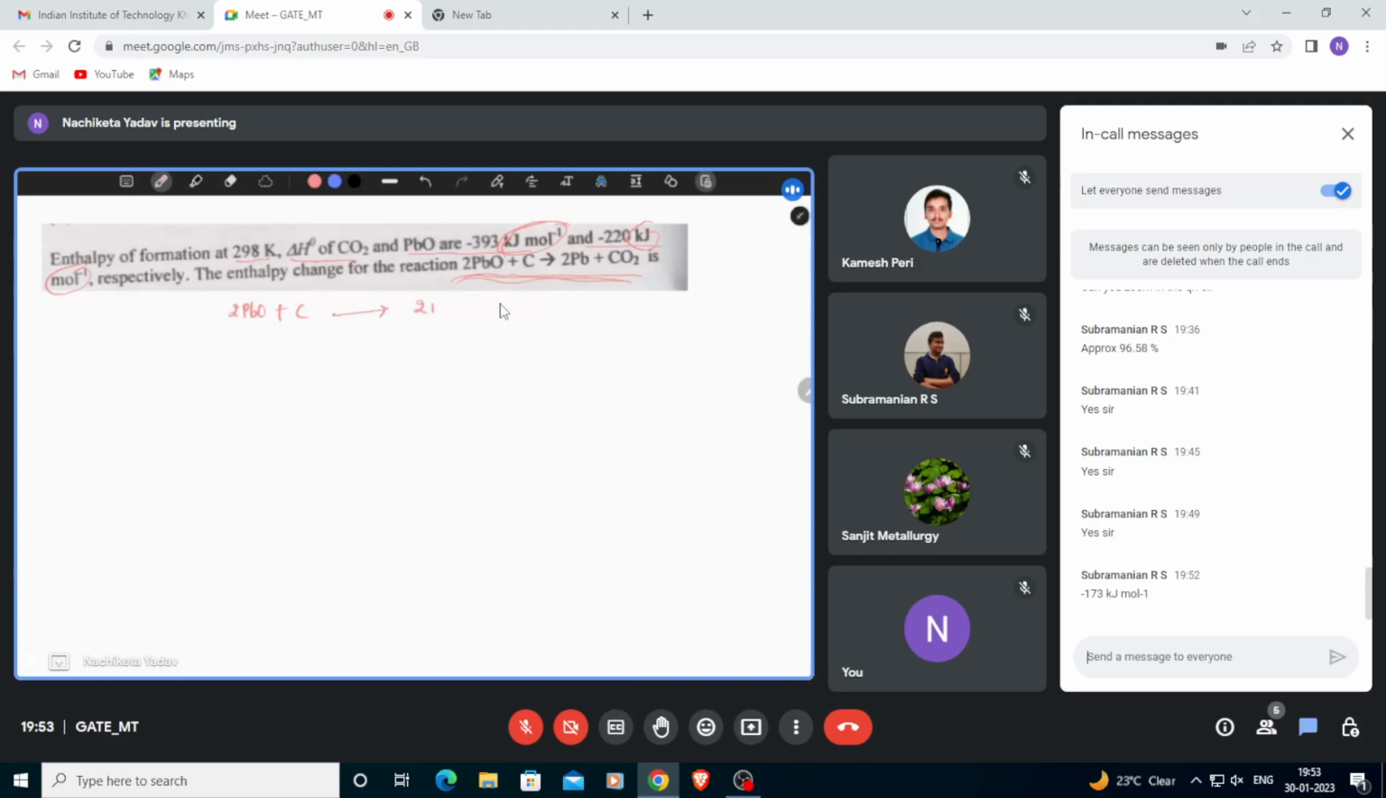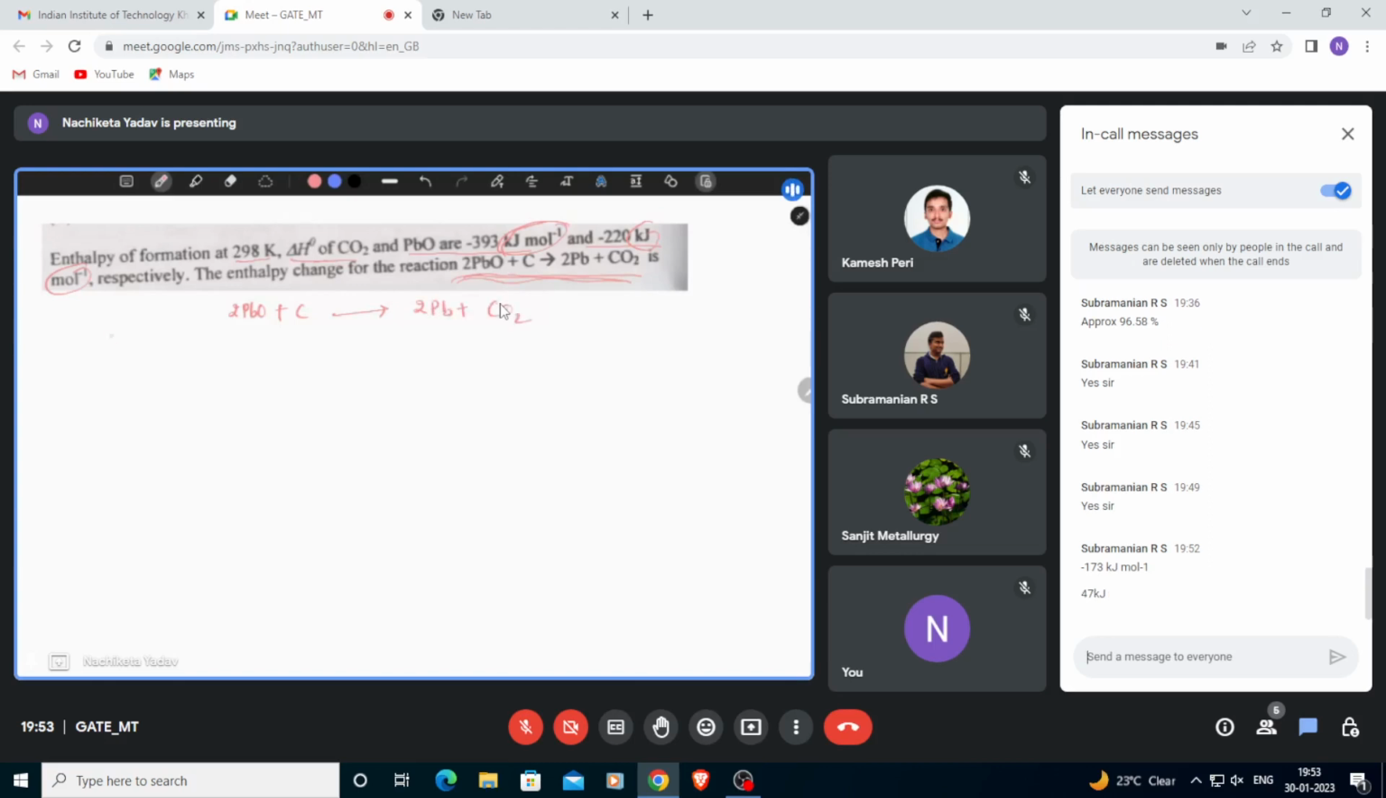2 Pb plus CO2. And it is given delta H naught for CO2 formation. This is minus 393 kilojoule per mole. And for PbO, minus 220 kilojoule. Yes, 47 will be the right answer.